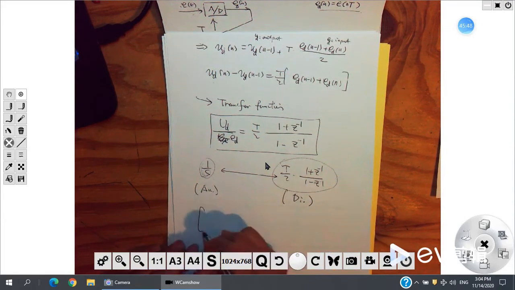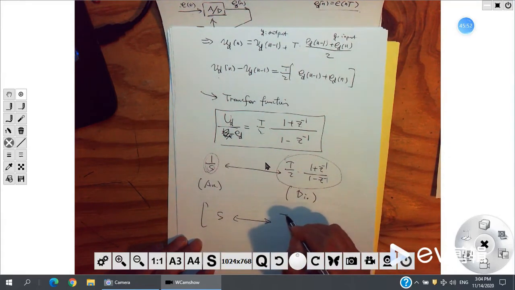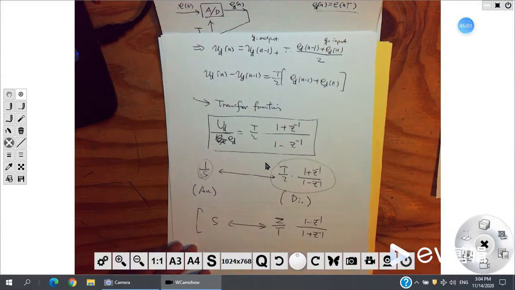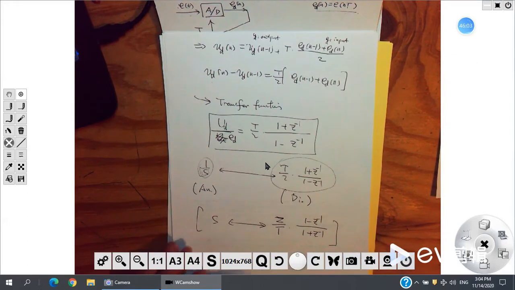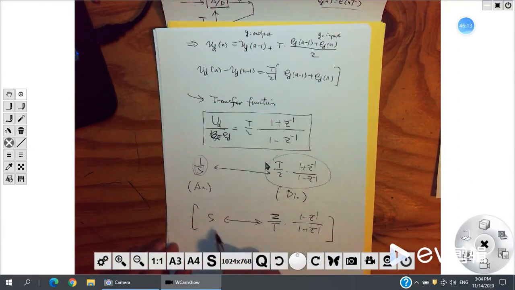And you can also say, just reversing, s is 2 over t times 1 minus z to negative 1 over 1 plus z to negative 1. So like this. Actually this is our first method of how to design a digital filter. We just replace all the s by this one.